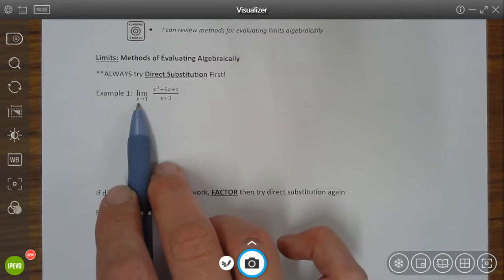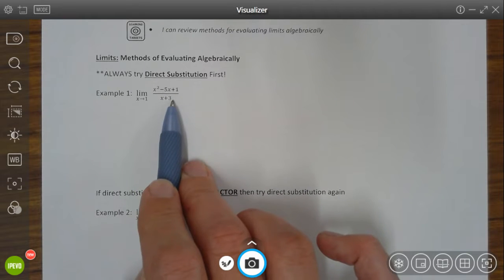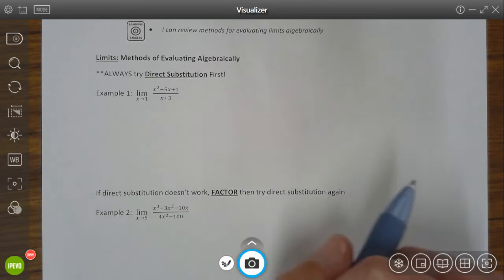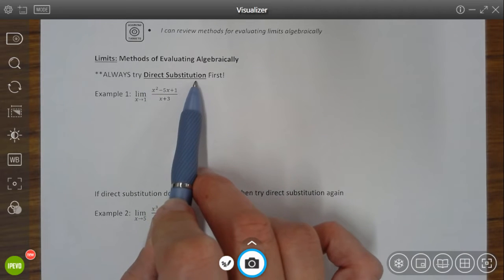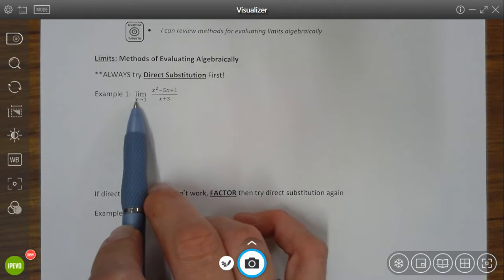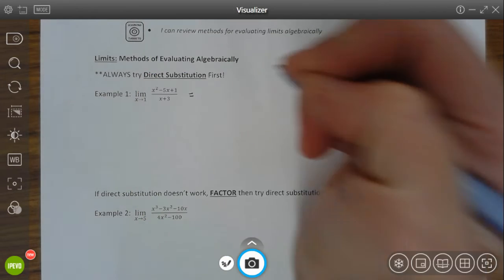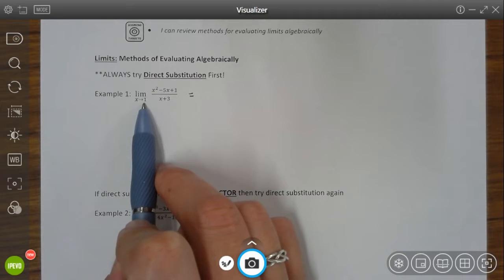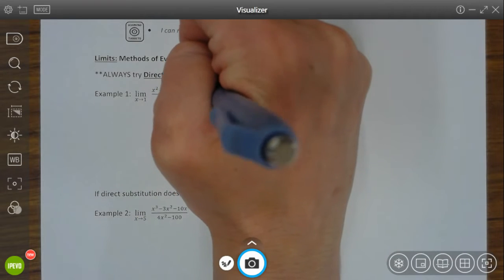So if I wanted to find the limit as x approaches 1 of this function, x squared minus 5x plus 1 over x plus 3, we discussed a bunch of different methods to do that. The first method was always to just directly try substituting in the value that x is approaching. So the first thing I always try when I'm evaluating a limit expression is to just go ahead and substitute 1 in anywhere I see an x.